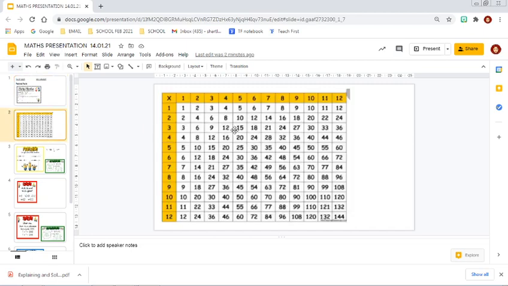The same as yesterday's lesson, you will know that I've supported your learning by providing you a multiplication grid which you can use to support your multiplication and also with your division facts.